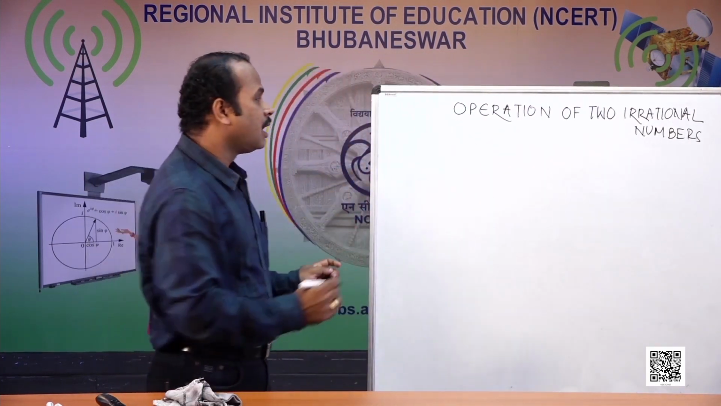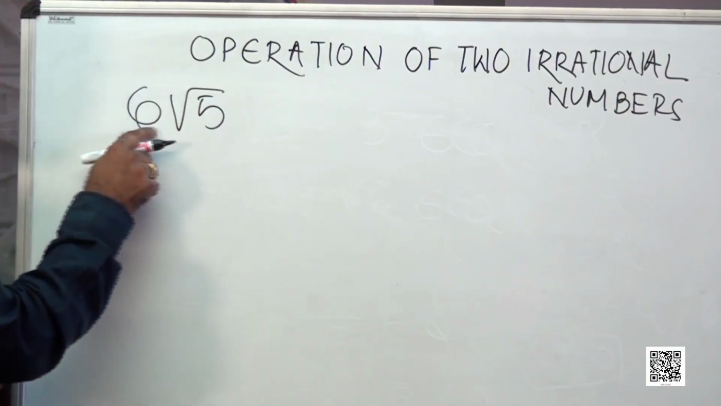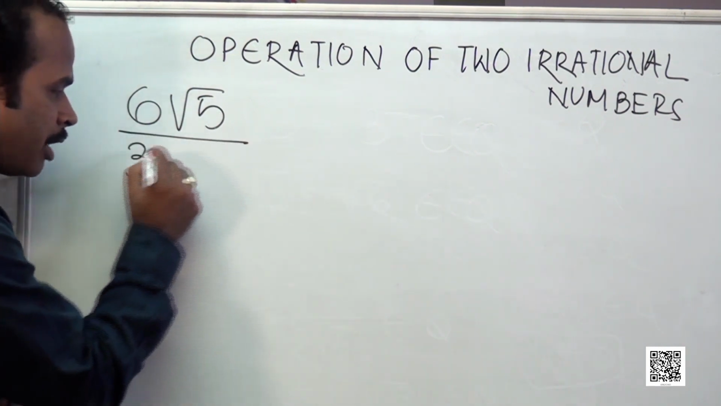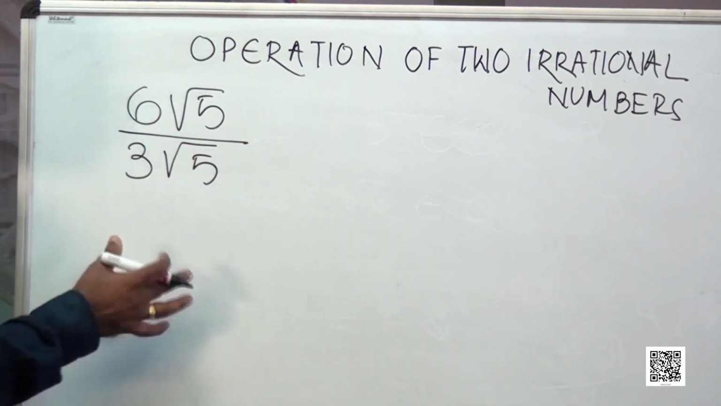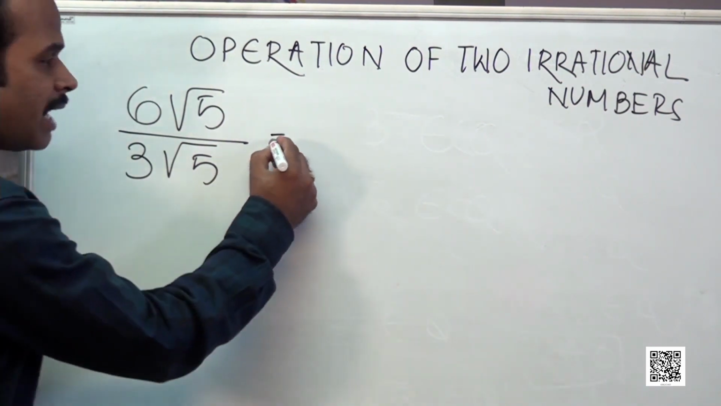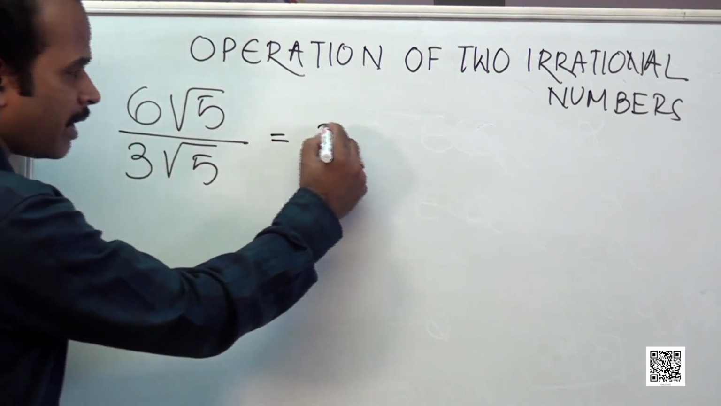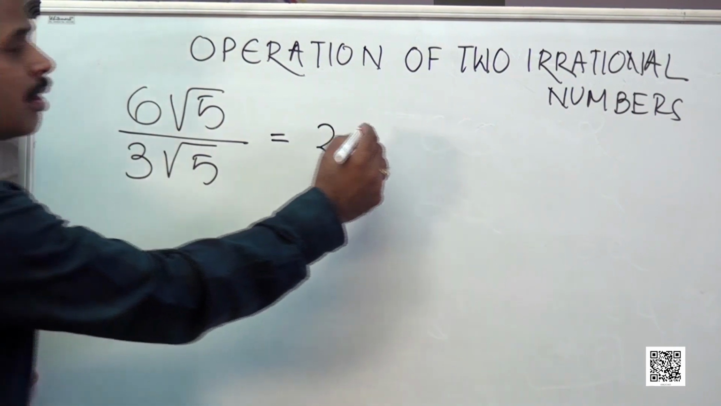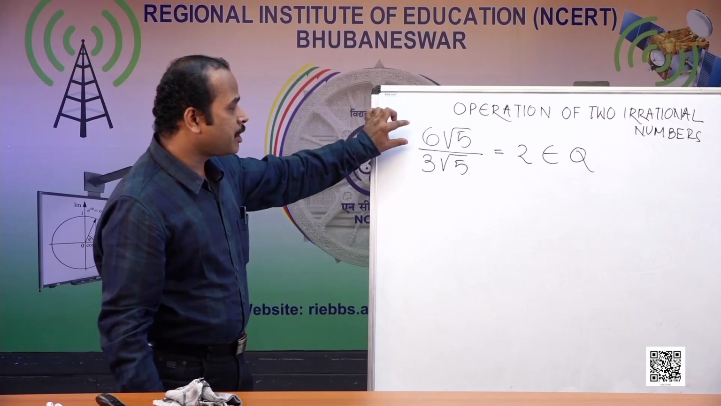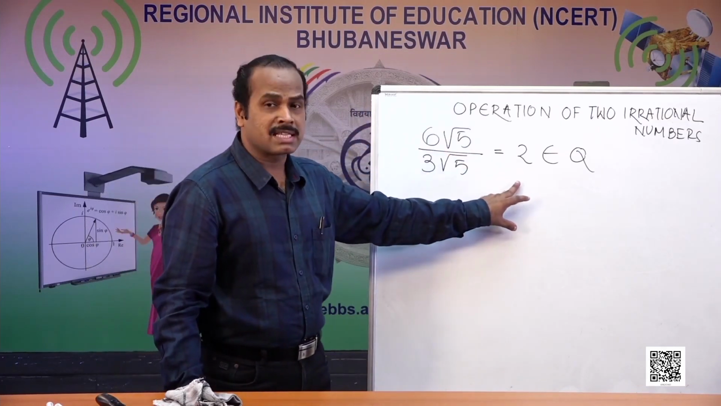In case of division, let me take 6 root 5. This is an irrational number, definitely. I will divide it with another irrational number. Let us take 3 root 5. 3 root 5 is also an irrational number. So when 6 root 5 is divided by 3 root 5, I find that root 5 is getting cancelled, 6 is getting cancelled by 3 and finally the answer is 2. This 2 belongs to Q, a rational number. That means I operated two irrational numbers on division and I find the result is a rational number.